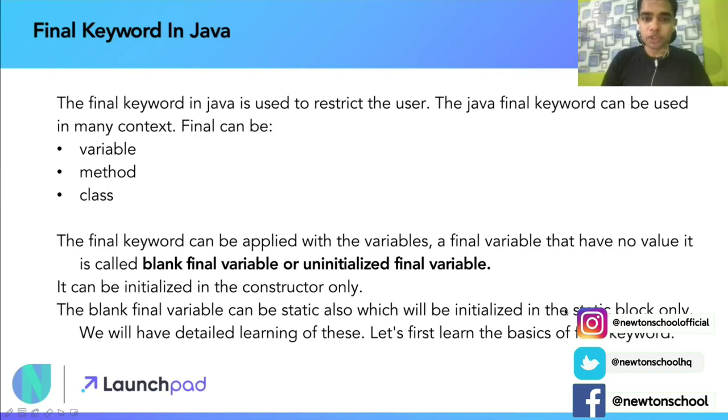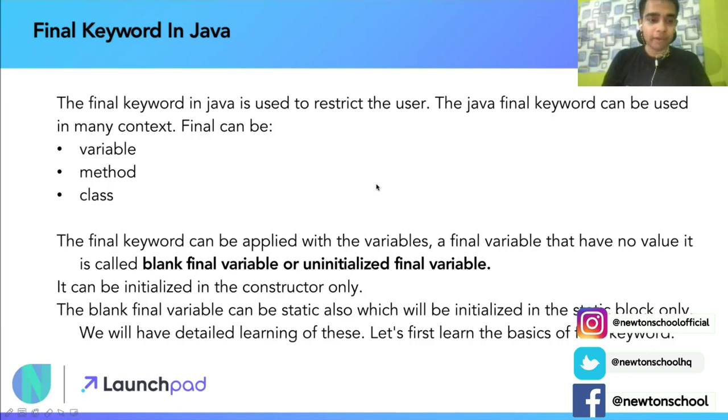Let's start with what the final keyword is. The final keyword is used to restrict the user. I repeat, to restrict the user. And the Java final keyword can be used in many contexts. Basically, there are three contexts in which the final keyword can be used. First, as a variable. Second, as a method. And third, as a class. For respective things, we call them final variable, final method, and final class.